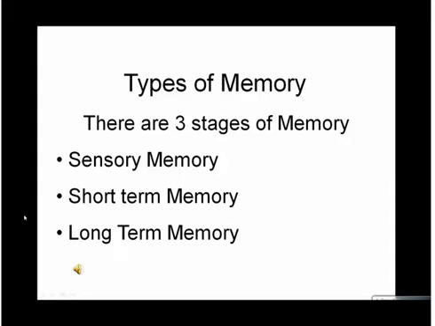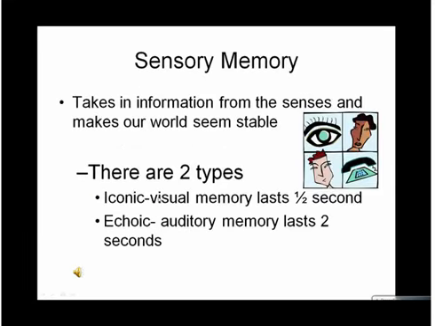Just as we learned the three processes of memory: encoding, storage, and retrieval, we're also going to find that there's three types of memory. These three types of memory are sensory memory, short-term memory, and long-term memory. Let's look at sensory memory first. Sensory memory takes in information from the senses and makes our world seem stable.